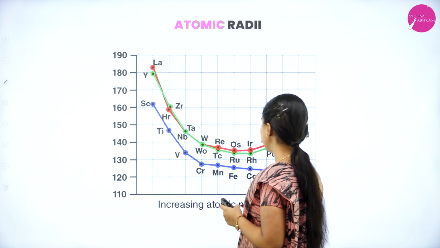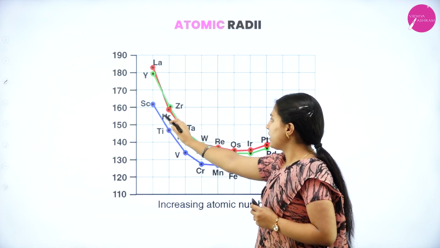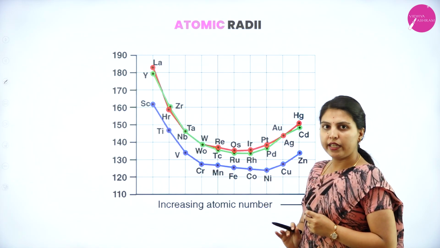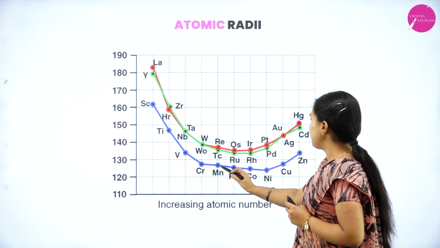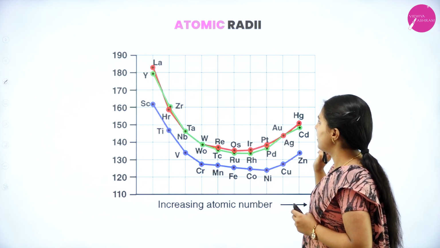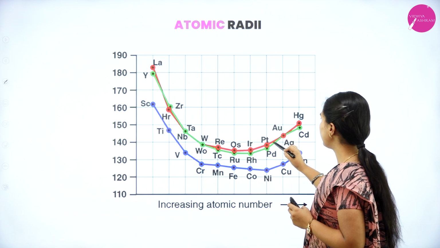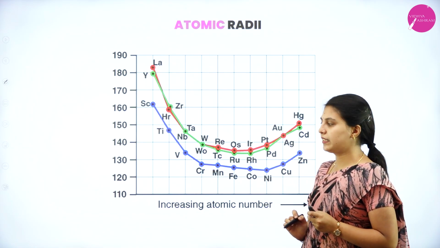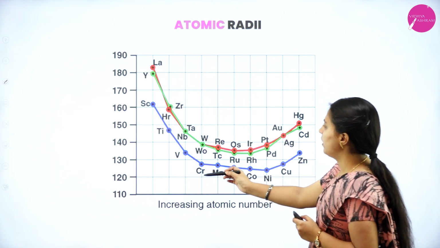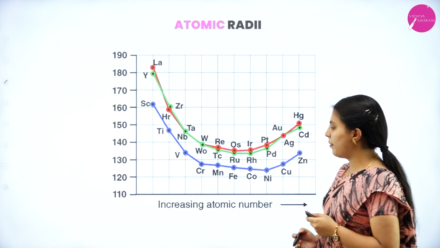This is the increasing atomic number, and see, from scandium to chromium, it keeps on decreasing. Later it stays constant for some time and later it starts increasing. Same here from lanthanum to tungsten: a little bit constant and later it increases. Okay, this is the atomic radii and this is the increase in atomic number.